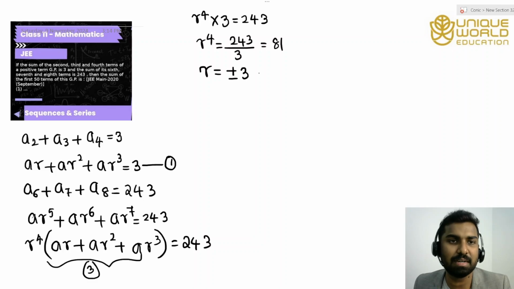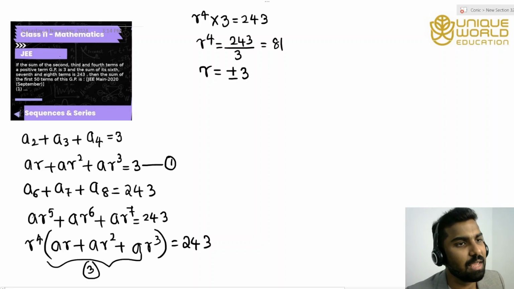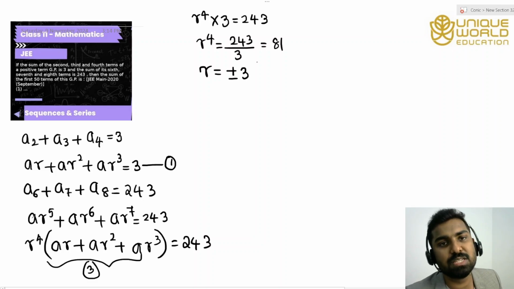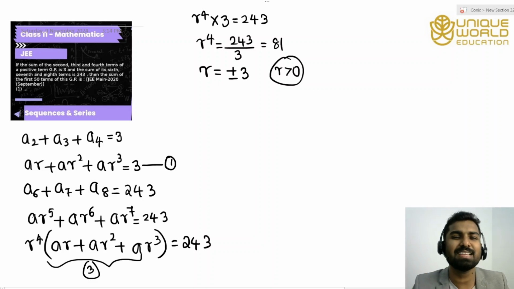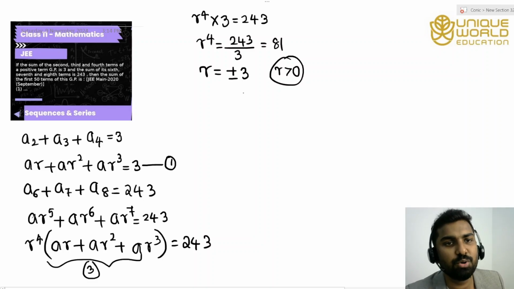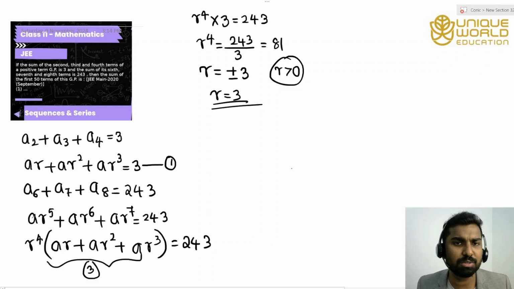But which one will we take? It's clearly mentioned that it's an increasing GP. Increasing GP means we know R value is greater than 0, R is increasing. Alright, increasing GP. Okay, so the common ratio is increasing, so you have to take the value R equal to 3 in this case. So the common ratio is a positive value, let me take the positive value.